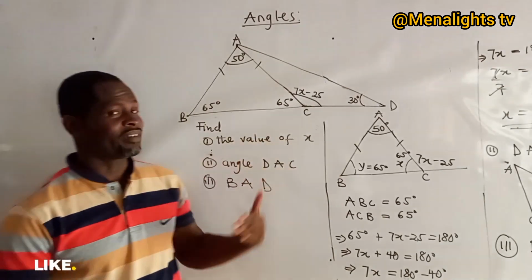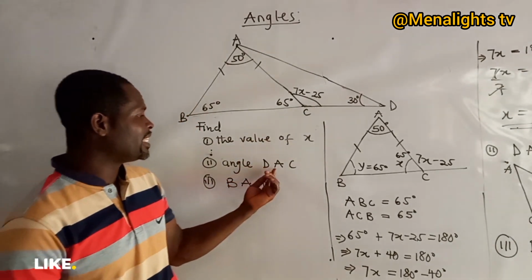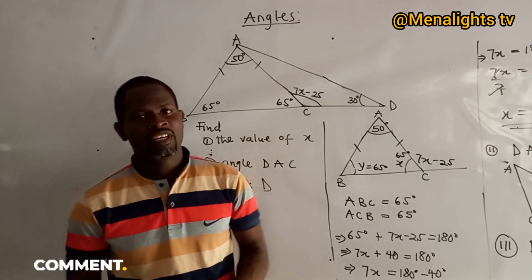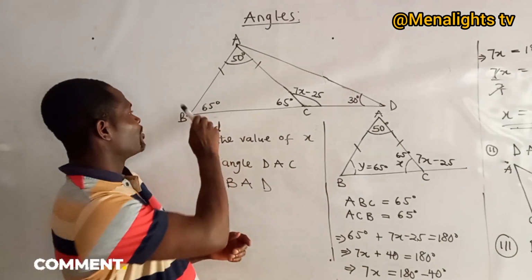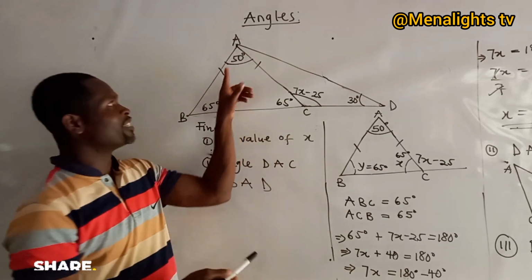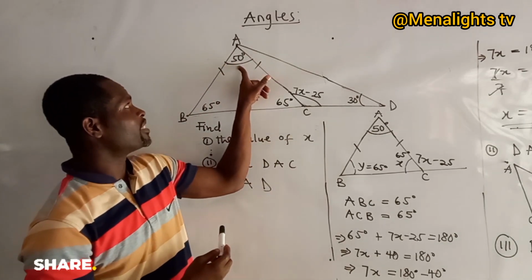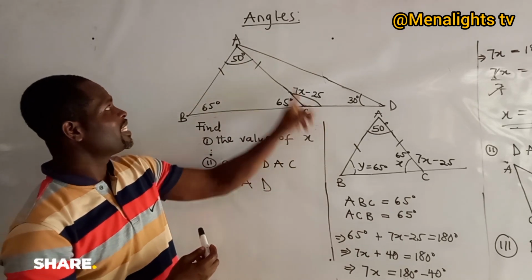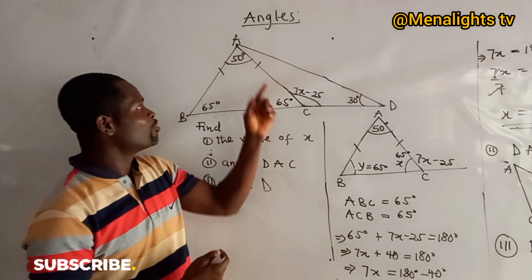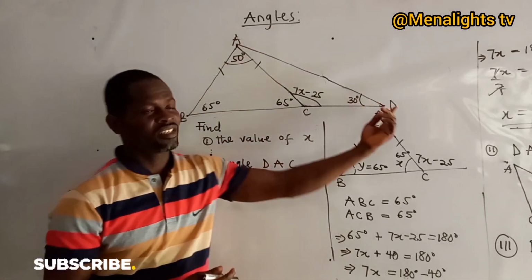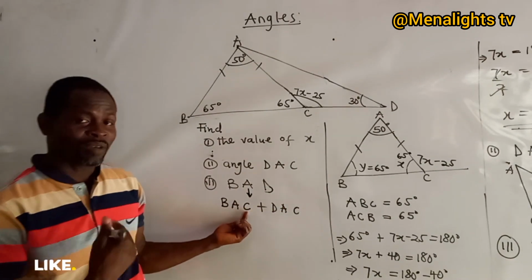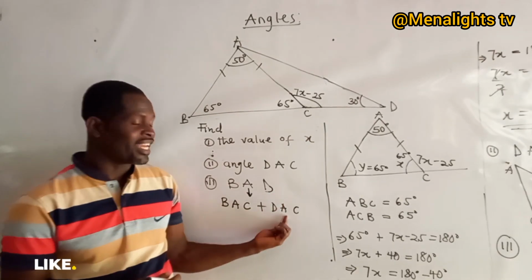So now that we know the value of x and the value of the angle DAC, we are going to find the angle BAD. So for us to find BAD, already we know that the angle BAC is 50 degrees. The angle at A here is 50 degrees. Then we are left with the angle CAD or DAC, so that when we add the two, we are going to get BAD. So the angle BAD is the same as angle BAC plus angle DAC.